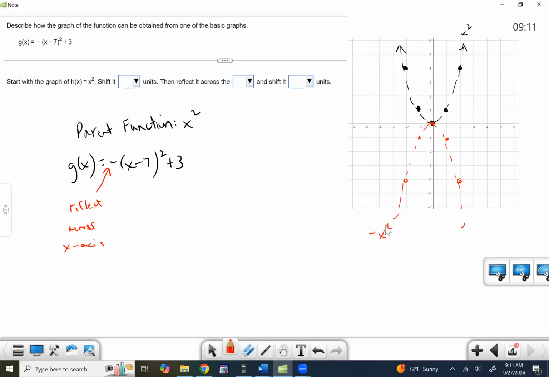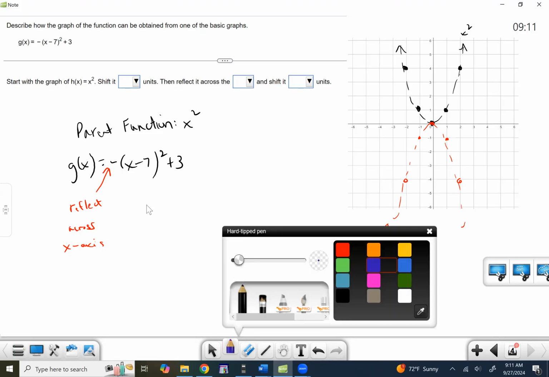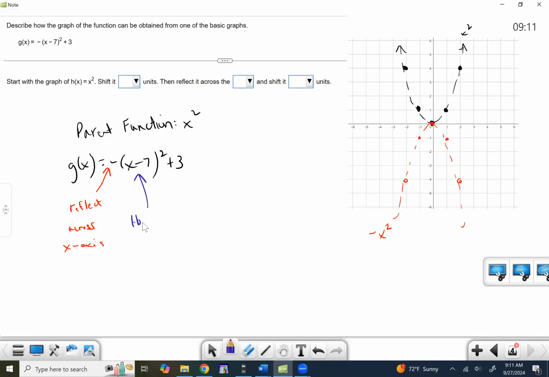All right. So now we want to talk about the translations. So remember, anything inside the function is always horizontal and lies. So -7, you would think since the negative numbers are to the left, it'd be to the left, but it's actually going to be to the right 7. So we would pick everything up and go to the right 7 spaces, okay?